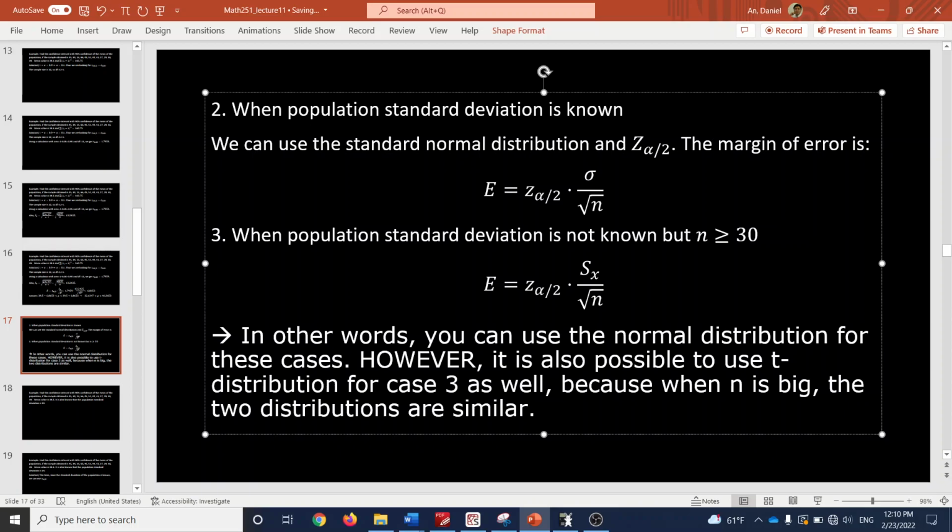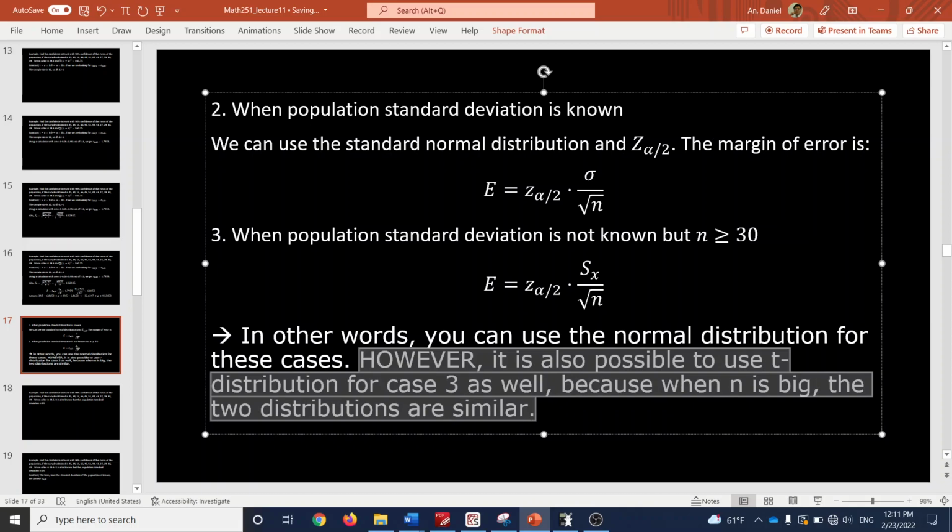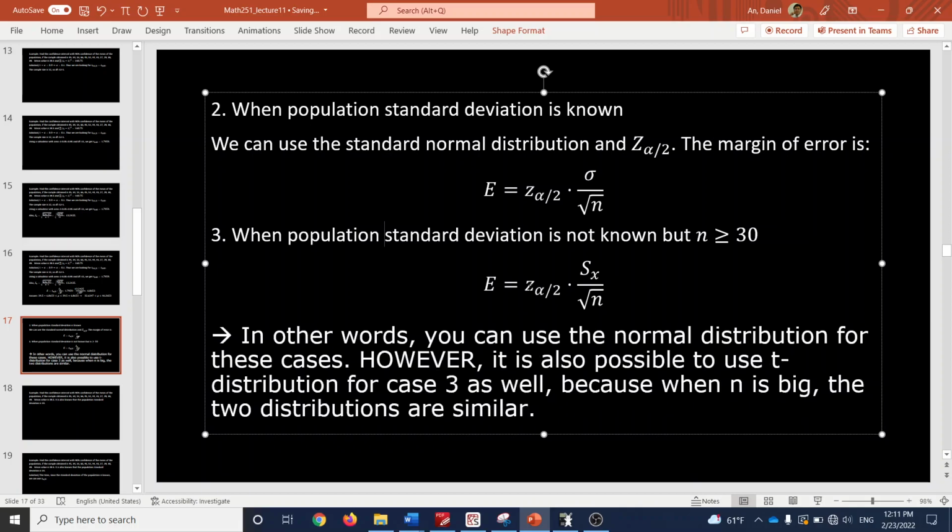Okay, and number 3, when population standard deviation is not known, but the sample size is 30 or more. In that case, you just use the normal distribution. Okay. Now, there is one more thing I want to say here. In this case 3, I wrote this as z, which means the z-score, which means you use the normal distribution. You use inverse norm to calculate. But here you can actually use the t distribution if you want to, except that for the t distribution, you have to type in the degrees of freedom, so there's more work.